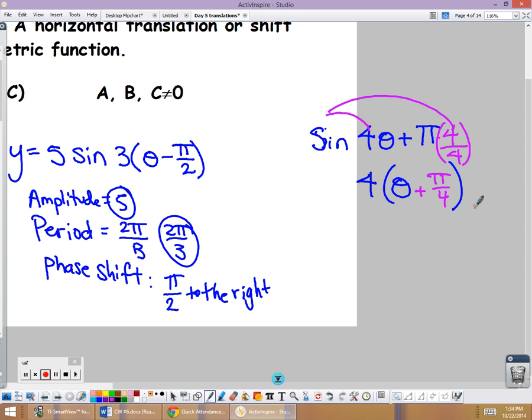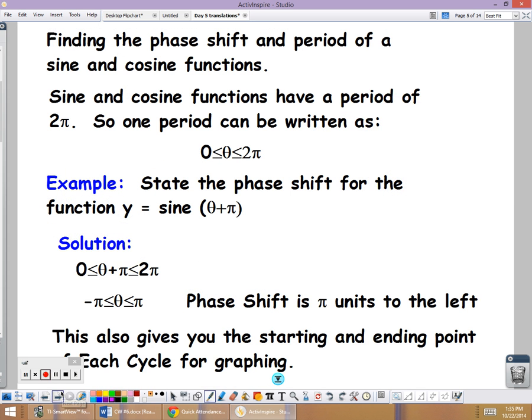Alright. So that's a quick introduction to what phase shift is. Now, the next one has a bunch of words.